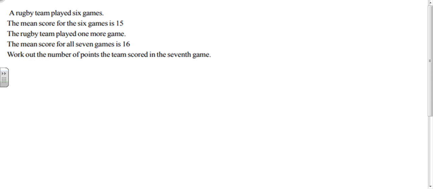Finally, we've got this thing here. Now, a rugby team plays 6 games. The mean score for the 6 games is 15. So these are what the mean questions tend to look like in the new style exam. They're slightly removed from the old style.